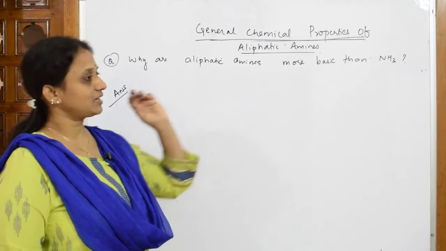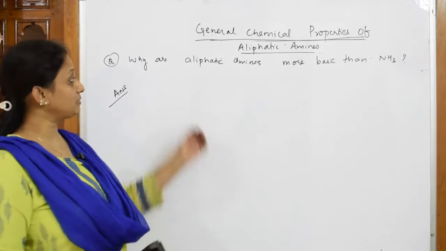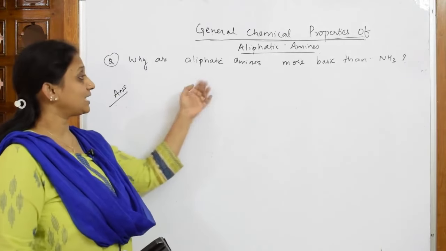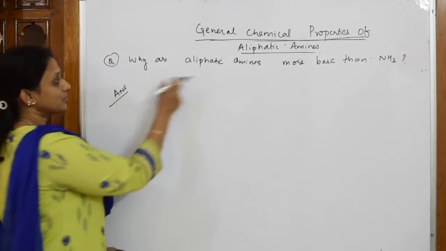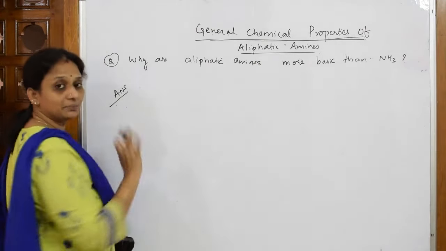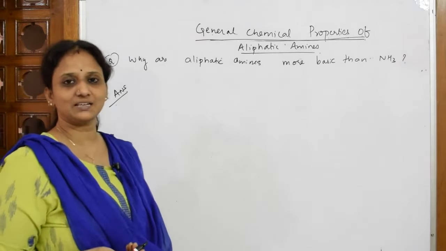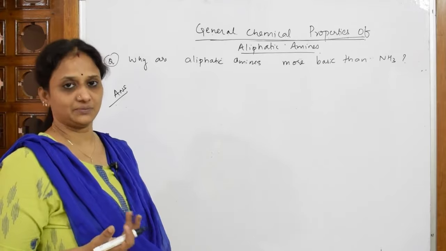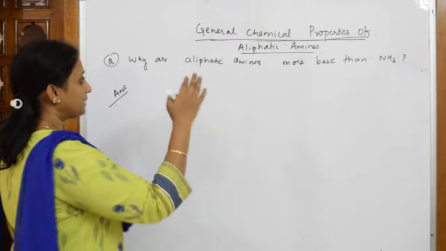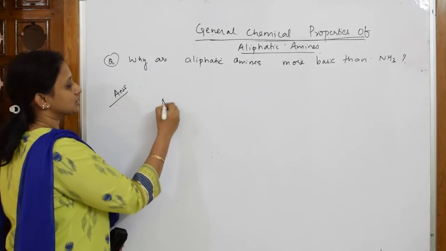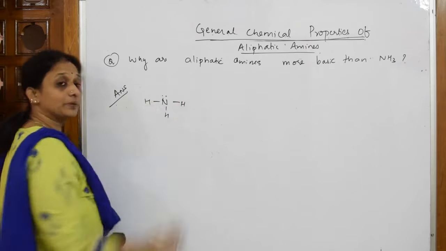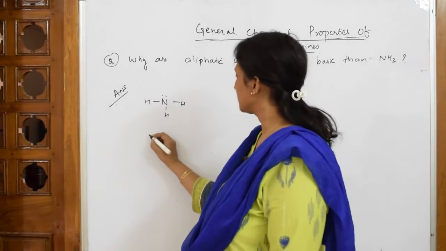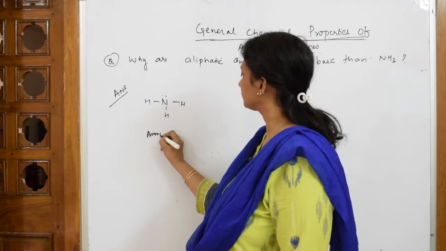Now, if they give me the question like this, why are aliphatic amines more basic than ammonia? I have to reason this question. The first important thing is that I have to compare aliphatic amines with ammonia. I hope you all know what aliphatic is. Alkyl amines are primary, secondary and tertiary. I'm going to take ammonia first. Draw the structure: nitrogen, hydrogen, hydrogen, hydrogen, lone pair. This is your ammonia.